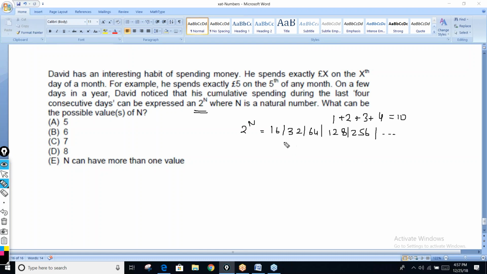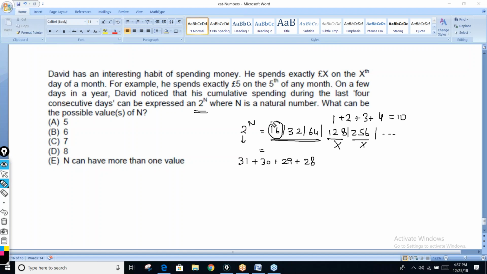Okay. Now this is not possible because the maximum date in a month can be 31. So the 4 maximum sum can be only this. So this cannot be equal to 128. This has to be less than 128. So this sum and this sum is not possible. So we need to just check for these 4 numbers.